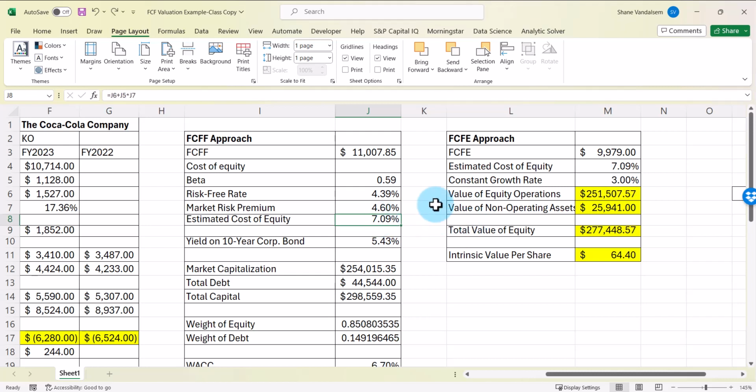But that can be one of the things that affects the value of the company. It could be that the growth rate may be a little too high, or in combination with a higher cost of equity might be a little low, and that's something we'd probably want to research and think about. But this is the general approach using the free cash flow to the firm method and the free cash flow to equity method of calculating the value of a stock.